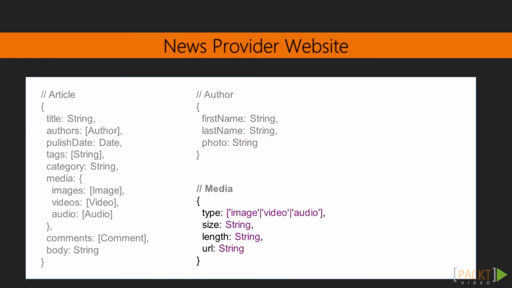Media data models can be constructed having a type, either an image, a video, or an audio asset, the size of the file, the duration of the asset in the case of a video or an audio file, and the URL to the actual file. We can also have comment objects composed of an author, a timestamp representing when the comment was published, and the actual body of the comment.